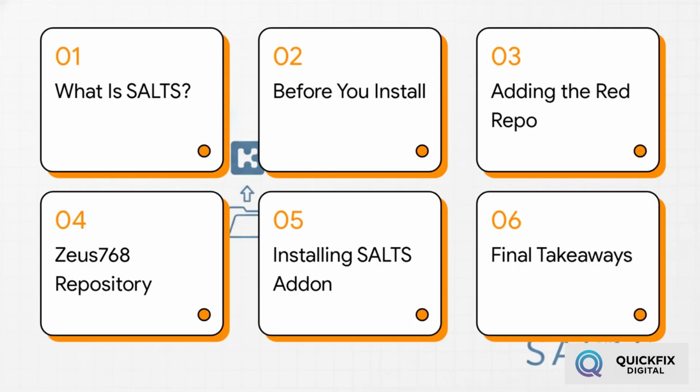So here's our roadmap for this explainer. We'll kick things off with what is SALTS, then cover what you need before you install. After that, we'll walk through the 3 key technical phases: adding the red repo, installing the Zeus 768 repository, and finally installing the SALTS add-on. We'll wrap it all up with some final takeaways. All right, let's get right to it.